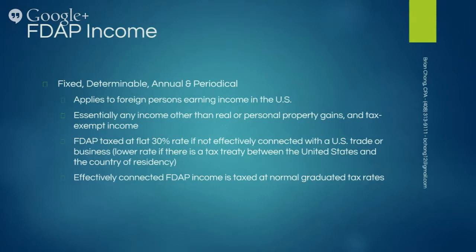Okay, now there's something called FDAP, which stands for Fixed, Determinable, Annual, and Periodical. And so the concept of FDAP income applies only to foreign persons earning income in the U.S. And essentially any income other than real or personal property, tax exempt income, that's going to be considered to be FDAP income. So the way the IRS defines FDAP income is essentially everything but, like, real estate and tax exempt income. And so you could be taxed at a 30% flat rate if your client's income is not connected with a U.S. trade or business.